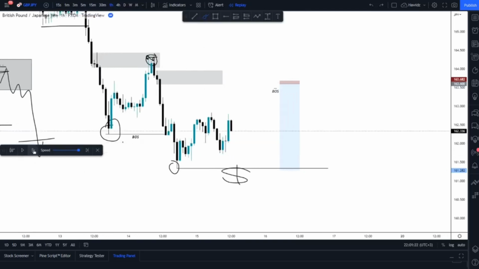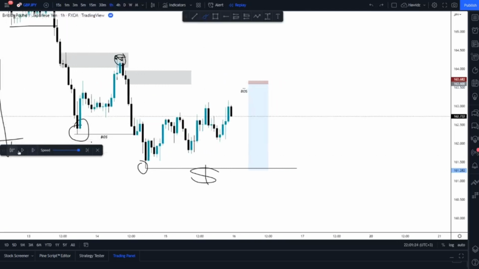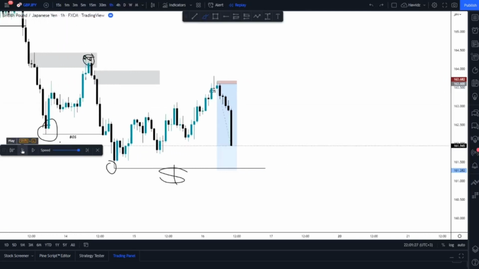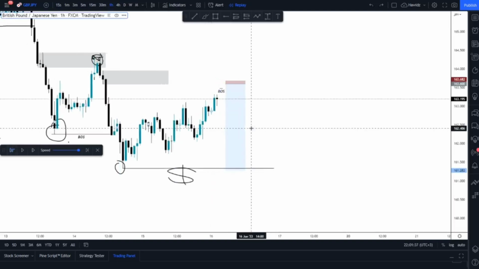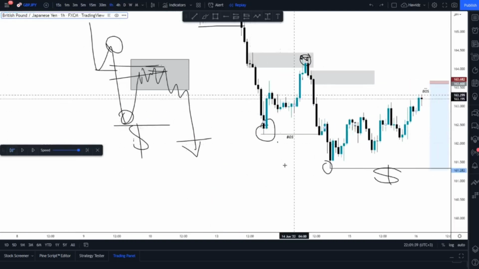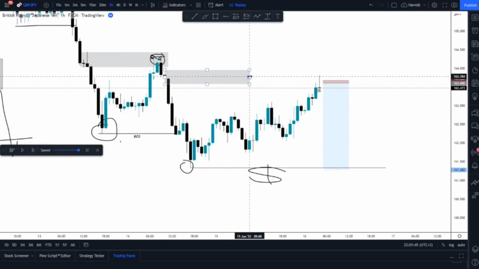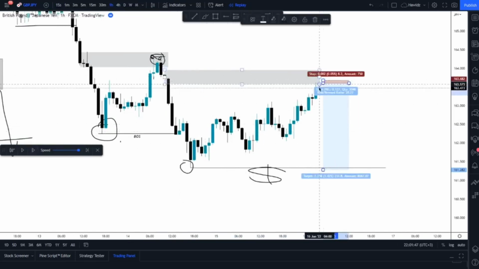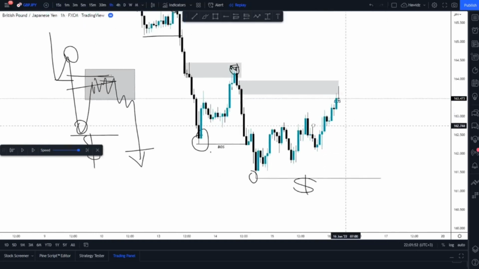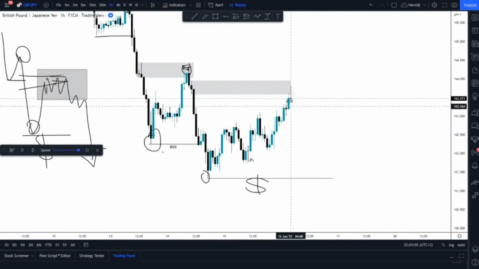Now, let's see how price moves here and what happens, right? So let's play it. Okay, let's cut it here, right? Let's put a bar there. So this candle here is the one that taps this zone, right? Okay, let's remove this. Boom. So we now already have that retracement into the zone.